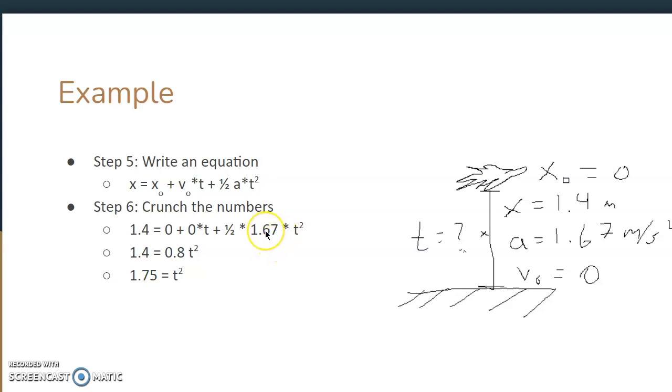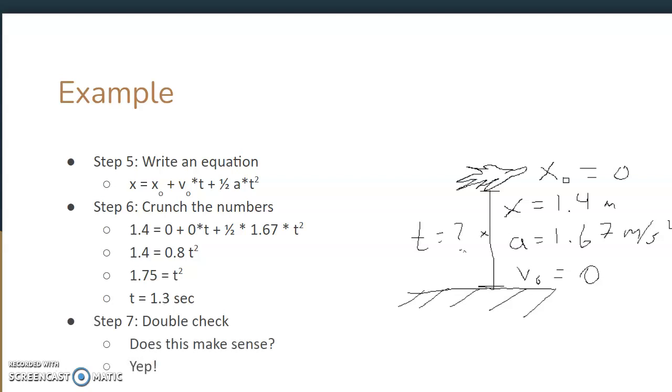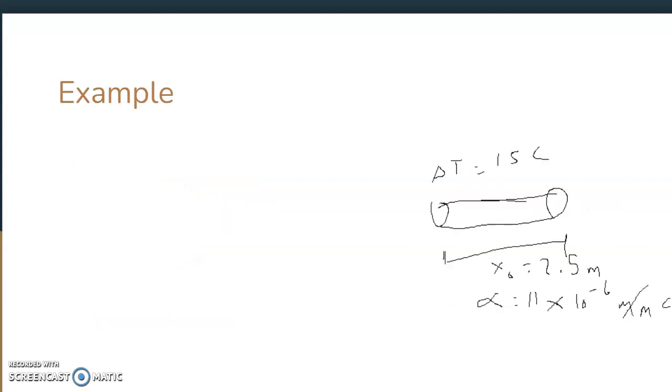So what I did is I multiplied 1/2 by 1.67 and got 0.8, and then I divided each side by 0.08 to get 1.75. Then I took the square root on each side and found that our time was 1.3 seconds. So it took 1.3 seconds for it to hit the ground. Does this make sense? I would say yes. Like we said, on Earth, our feather falls and it takes a while to hit the ground. So I would say it would make sense.